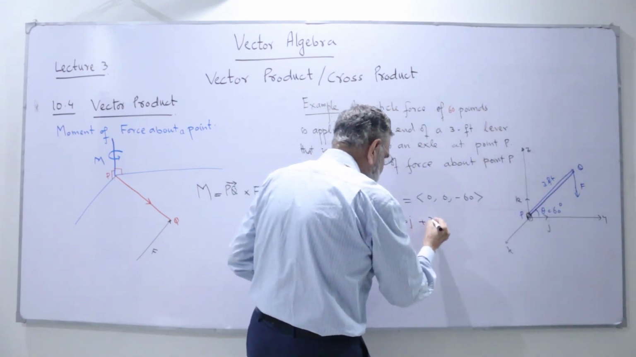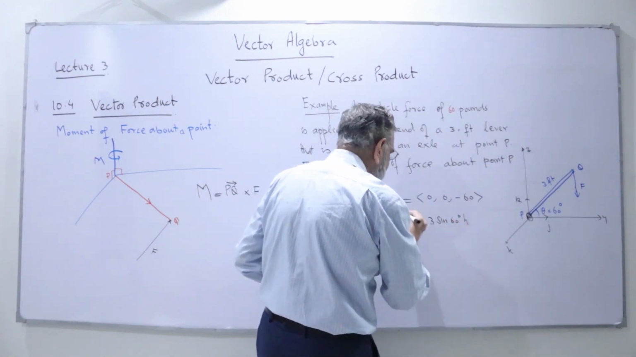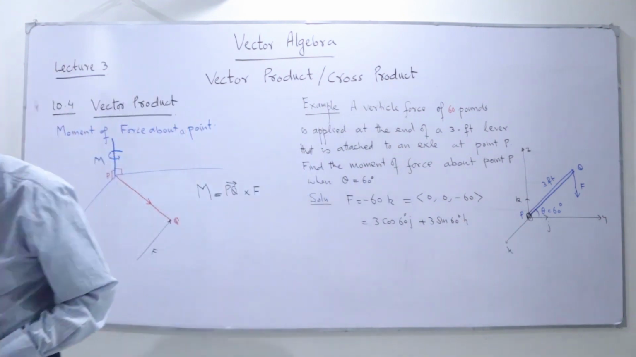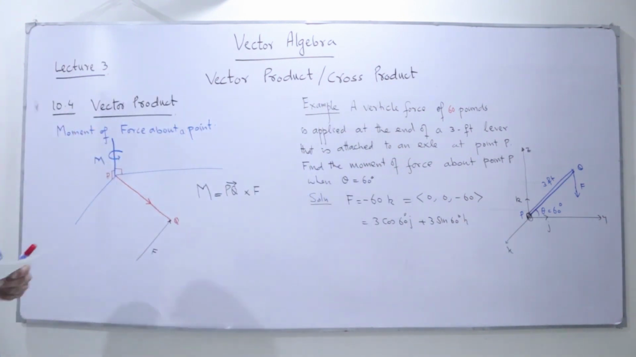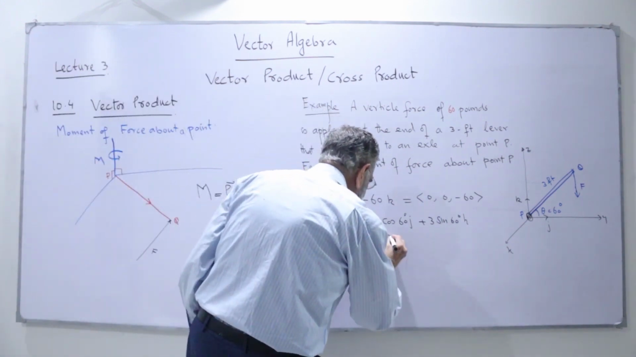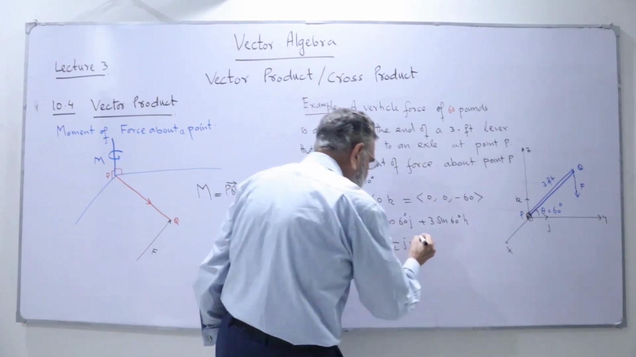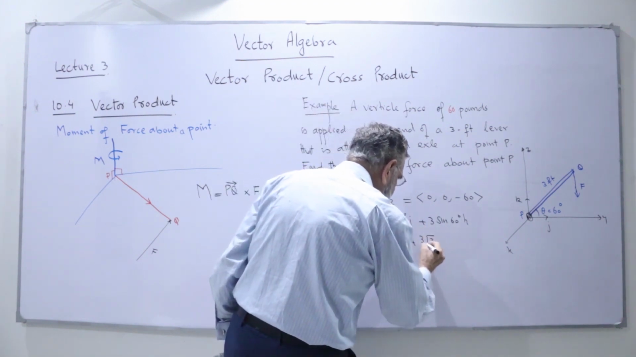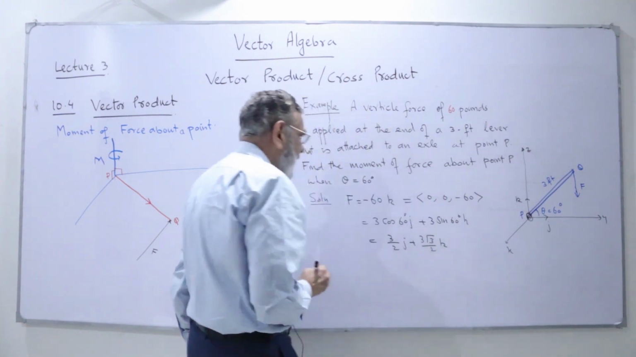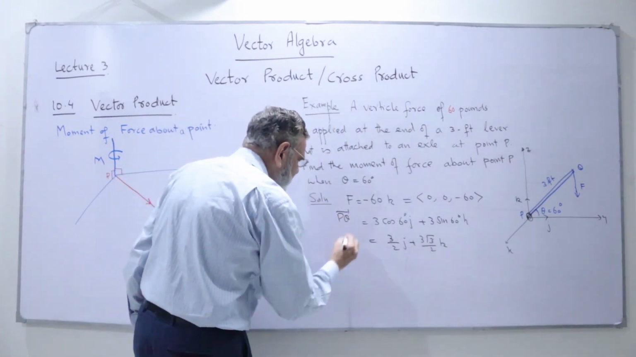Then plus 3 sine 60 degrees times K. So we have 3 cosine 60 degrees and 3 sine 60 degrees along K. Cosine 60 degrees is equal to 1 over 2. So this is 3 over 2 J plus 3 root 3 over 2 K. So I have my F, and I have my PQ, so I can find the moment of the force.